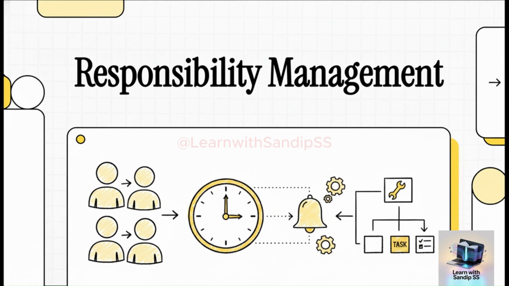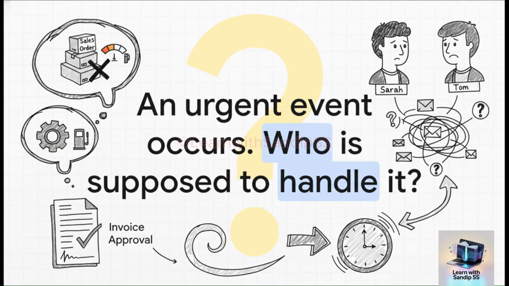Let's get into it. So just picture it for a second. A critical sales order gets blocked, or maybe a machine part is running low, or an invoice needs an approval, like right now. You can almost feel that little bit of panic start to bubble up, right? Whose job is this anyway? Is it Sarah from logistics, Tom from finance? And while all the emails are flying back and forth and people are making frantic phone calls, you're just losing precious time. If that sounds even a little bit familiar, well, you're going to want to stick around for this solution.